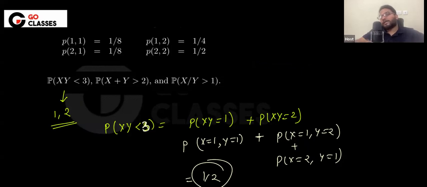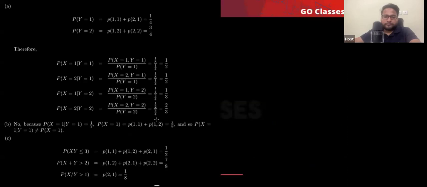So division is greater than 1. When can division be greater than 1? Greater than 1 means I think this could be only 2, right? Okay. Division cannot be more than 2. So when it will be 2, whenever x is 2 and y is 1. So it is 1 by 8. Okay. Whenever x is 2 and y is 1.